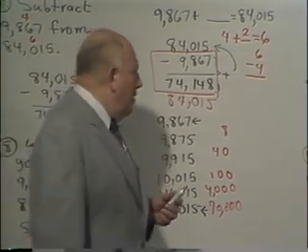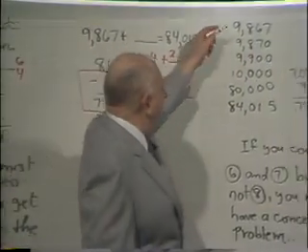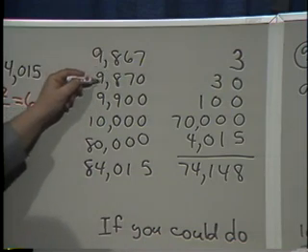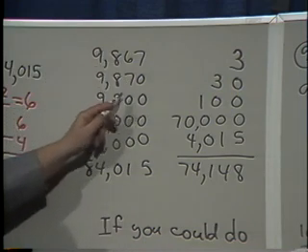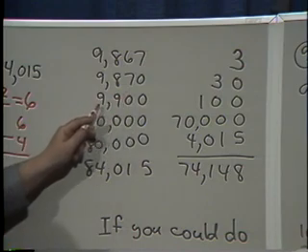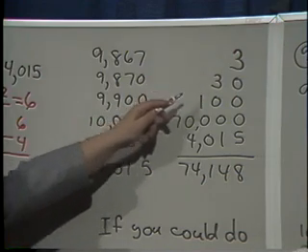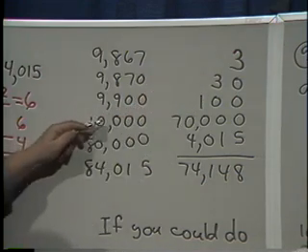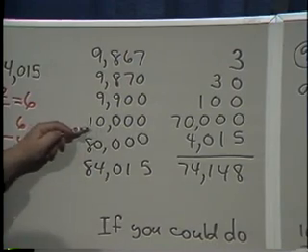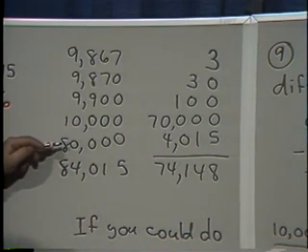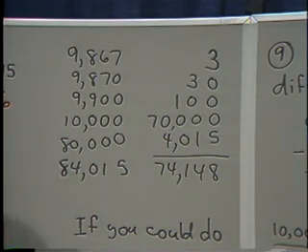In other words, in terms of making change, I could have started by first adding 3 onto 9,867 to get 9,870. Then I could have added on 30 more to get 9,900. And I'm keeping track of what I'm adding on over here, you see. Then I add on another 100 to get 10,000. Then I add on 70,000 to 10,000 to get 80,000. And then from 80,000 to 84,015, I have to add on 4,015.